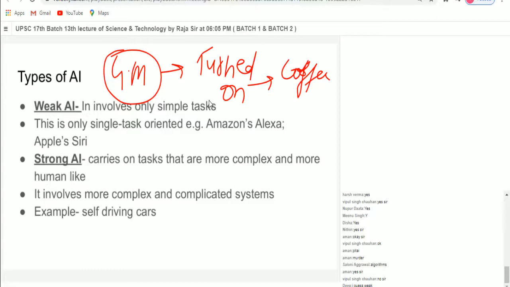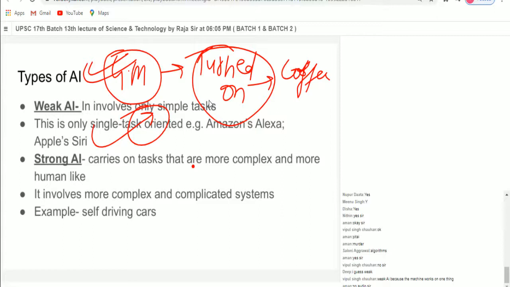But the artificial intelligent machines, they can take any data and they will modify their algorithm, they will search for an algorithm to process that new data. Okay, so they can respond to new kinds of situations. Weak AI mostly involves this kind of situation when only one task is involved, and strong AI is involved when the machines can respond to new situations. Let me give you one more example.